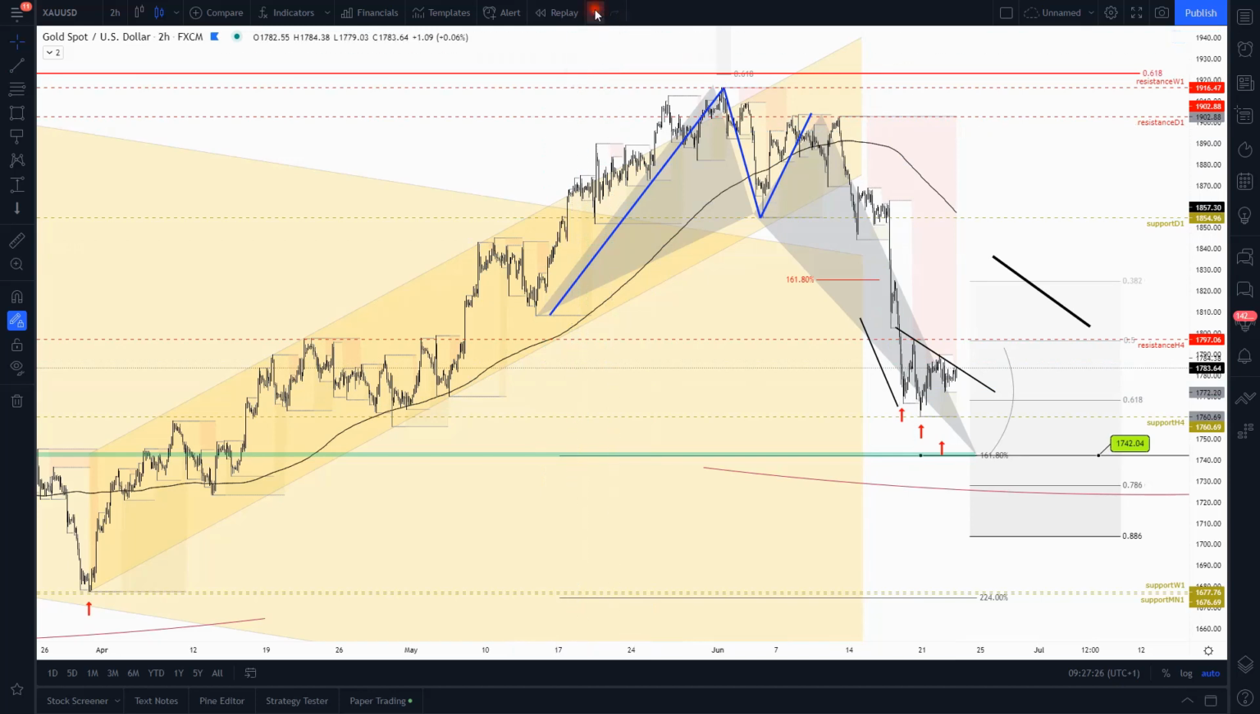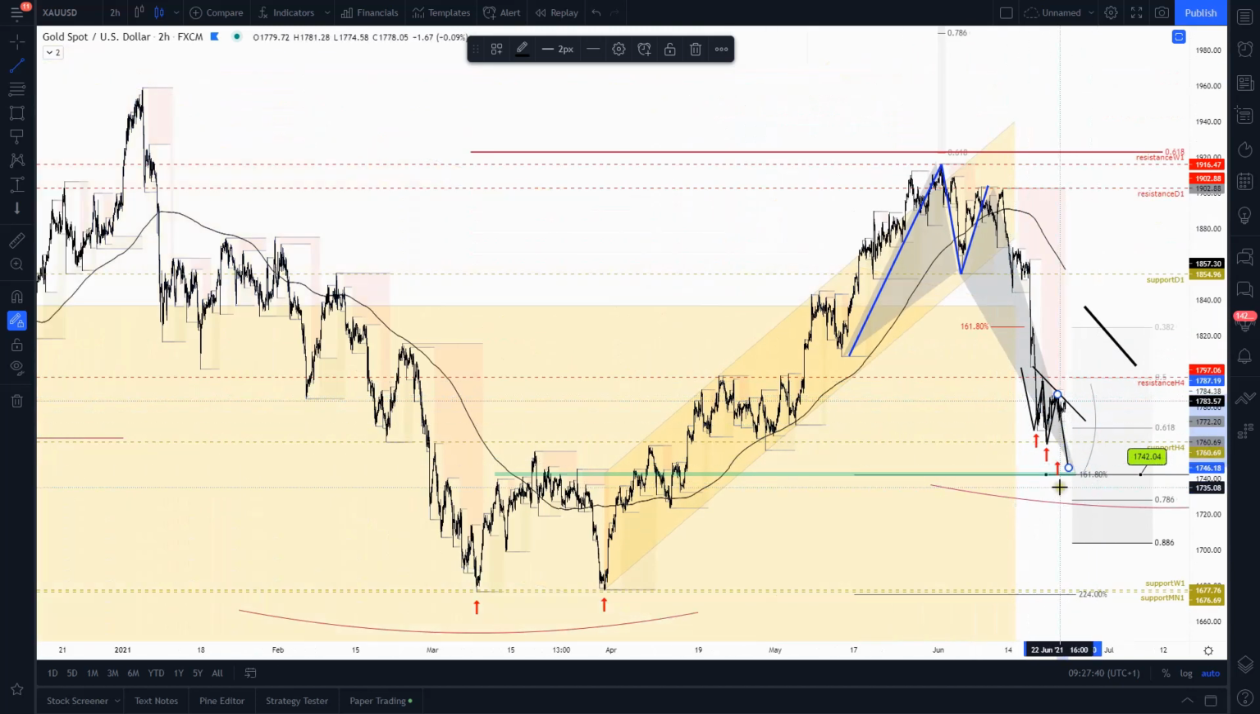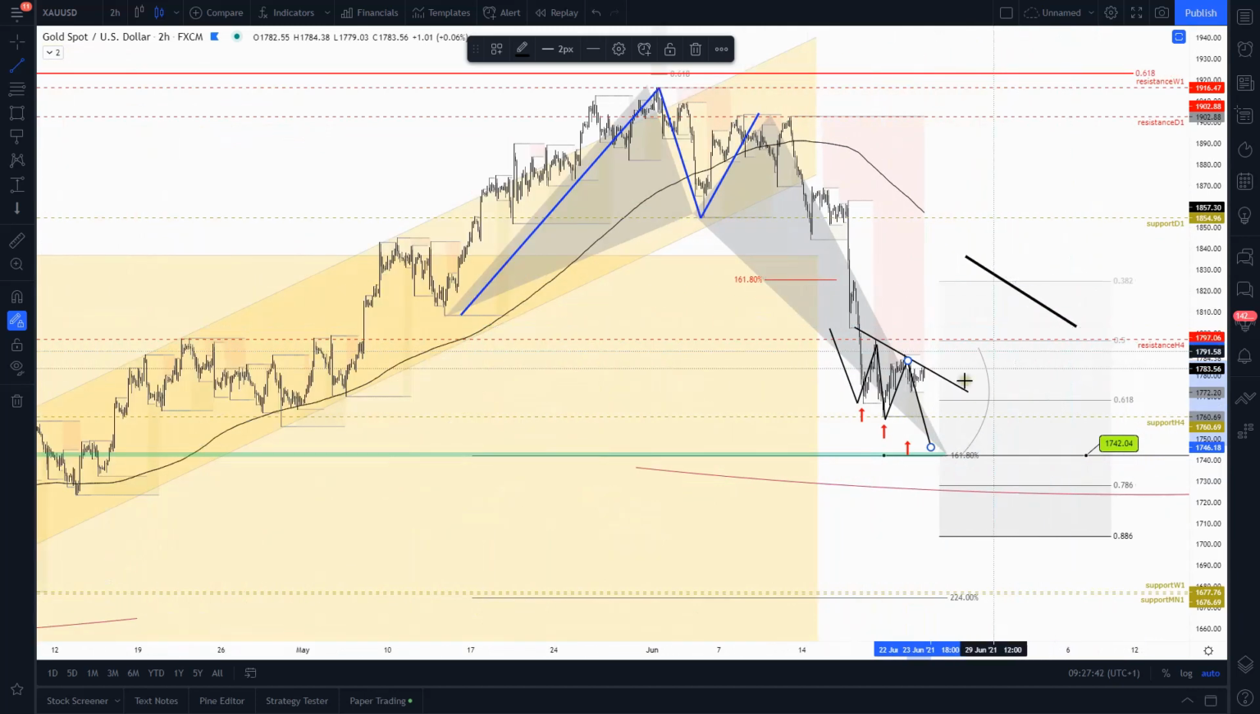Let me try to draw this. A third drive formation, so basically a second drive, a bounce, and a third drive completing the sequence. That may increase the probability for a bounce after completing those sequences. So I prefer to wait for that to happen.